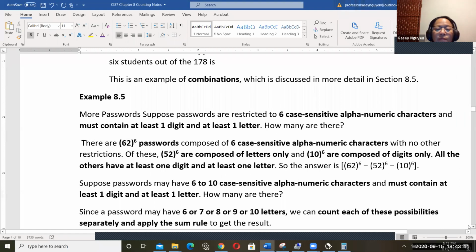Now, if we're looking at letters only, then our size would be 52. Why is it 52? 26 for the uppercase and 26 for the lowercase, which gives us 52. So you take 52 to the 6th power, which gives you letters only. Now, if we're looking at digits only, then 0 through 9 is 10 elements. So 10 to the 6th would be digits only.